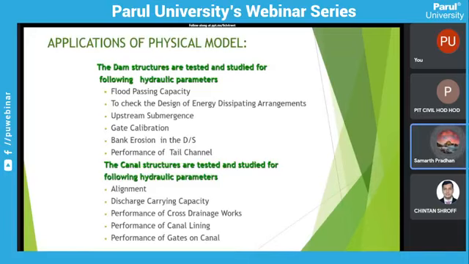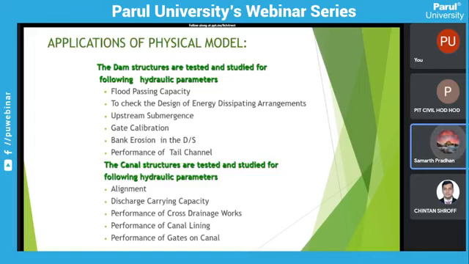Then performance of cross drainage work. You might have studied all these cross drainage works. CD works are needed when a canal is crossing a river. Sometimes the canal is above the river, sometimes below the river. Depending upon the site situation, CD works are given. All these structures designed to cross the canal are tested first and then implemented.